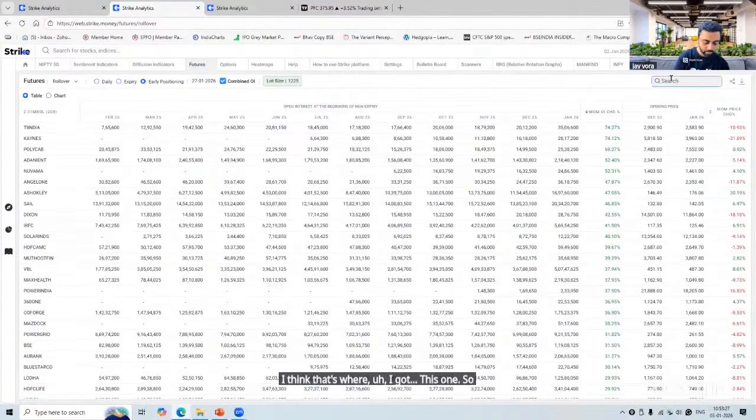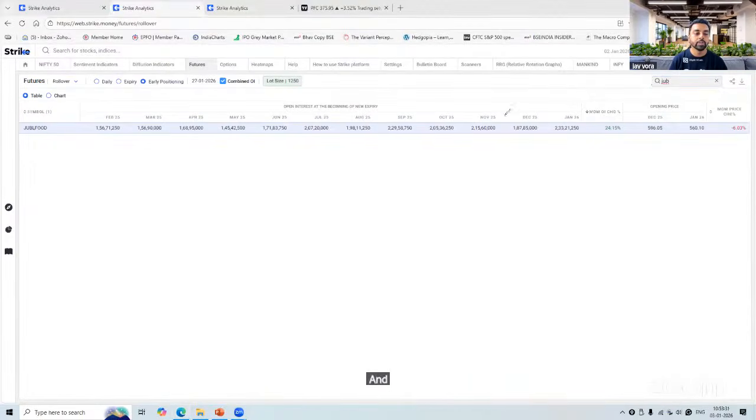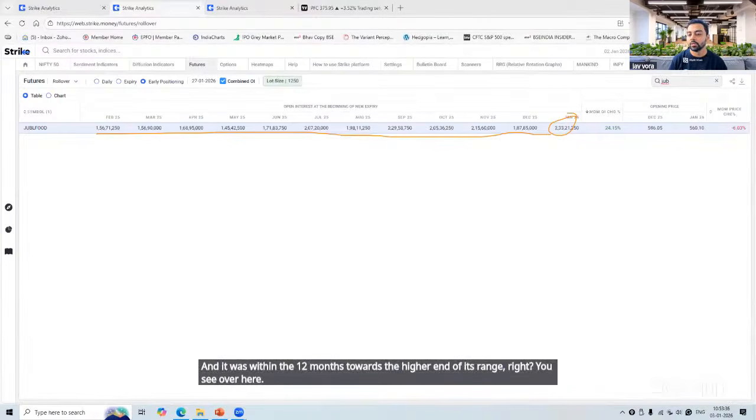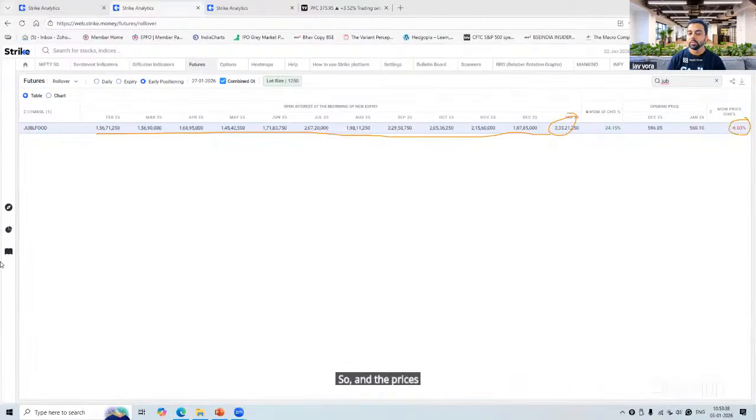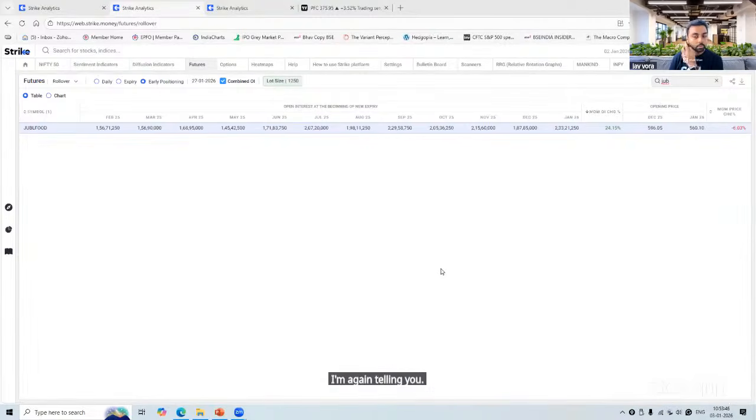So let me see. I was just checking the 12-month range, and it was towards the higher end of its range, right? You see over here. And the prices had fallen. So there is definitely bearish sentiment over here. I'm again telling you, prior to the result season, don't try to bet on it. Okay. Try to bet after the result season. I mean, let there be 5-10% moves that go away from your hand. That's fine. Be safe, is what I'm trying to say.